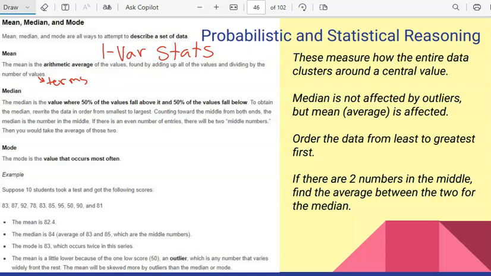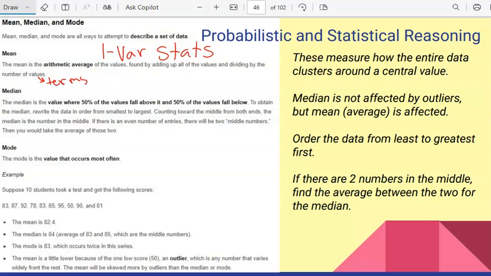Median is the value where 50% of the values fall above it and 50% of the values fall below it. To obtain the median, rewrite the data in order from smallest to largest. Counting towards the middle from both ends, the median is the number in the middle. If there is an even number of entries, there will be two middle numbers. Then you would take the average of those two numbers. Mode is the value that occurs the most often.